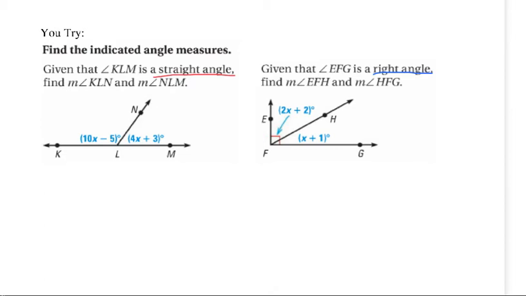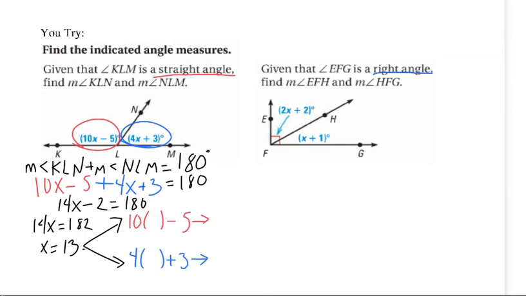All right, so the first one you should have added the 10x minus 5 plus the 4x plus 3 equal to 180 degrees, and you get x equals 13. Then because x equals 13, you need to substitute it back into angle KLN and angle NLM to find the individual measurements. So the first angle in red will equal 125 degrees. The second one in blue equals 55 degrees. And if you look up at our picture, that does make sense.